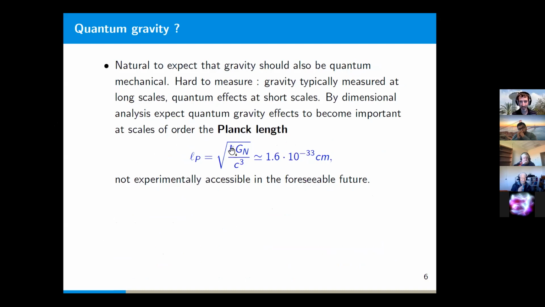And the scale that you get by forming a combination with units of length from h bar, G Newton, and c is the Planck scale, 10 to the minus 33 centimeters, which is, of course, orders of magnitude smaller than any scale that we can hope to experimentally access. So it's therefore very difficult to study quantum gravity experimentally.